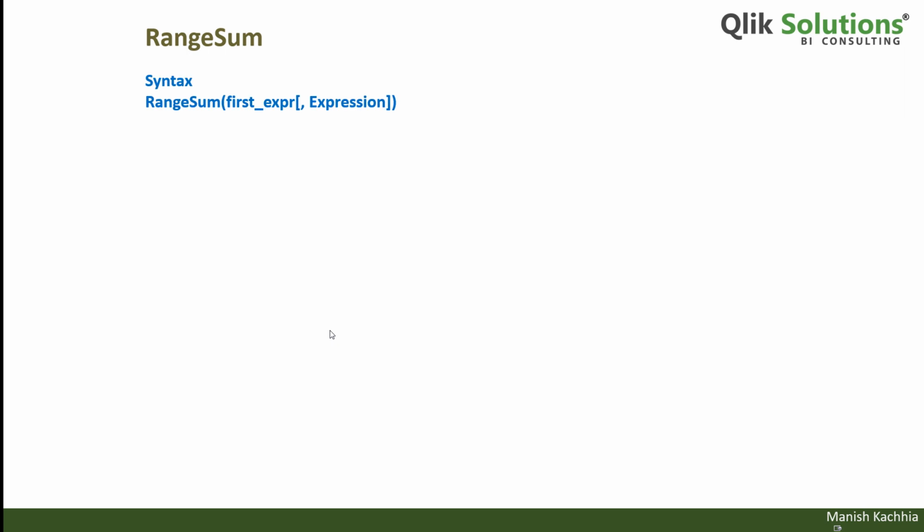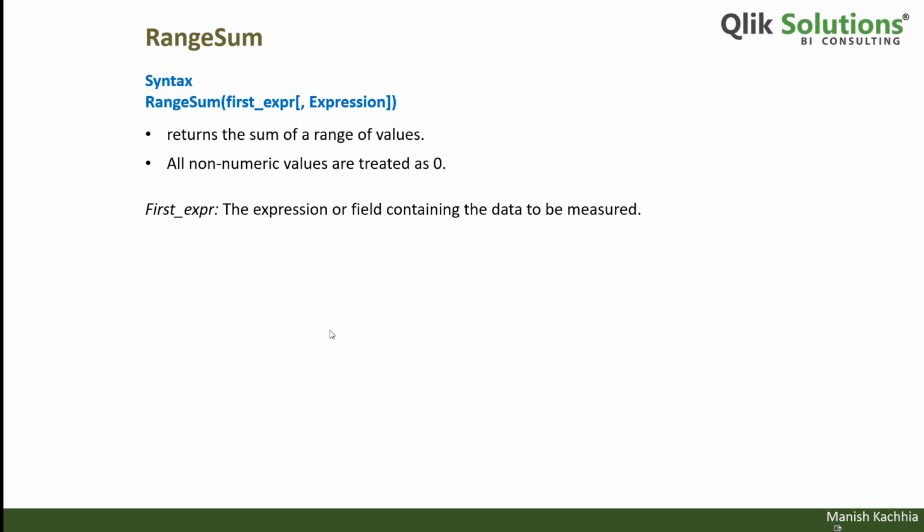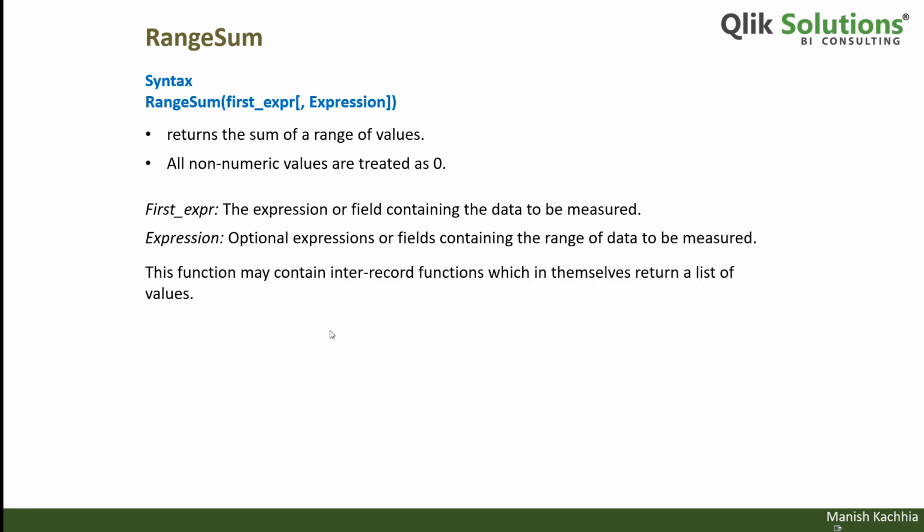The syntax of RangeSum is this, where we have two parameters. The first one is the expression or field and the second one is optional. It will return the sum of a range of values, and all non-numerical values will be treated as zero. This one will be used as the range of data. This function may contain inter-record functions such as Above and Below, which also return a list of values.